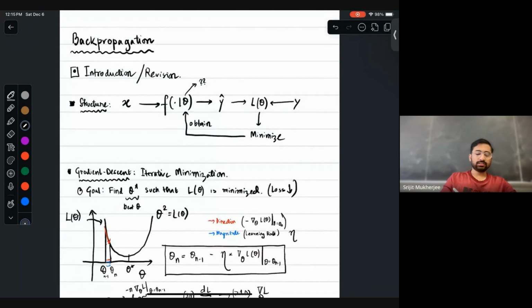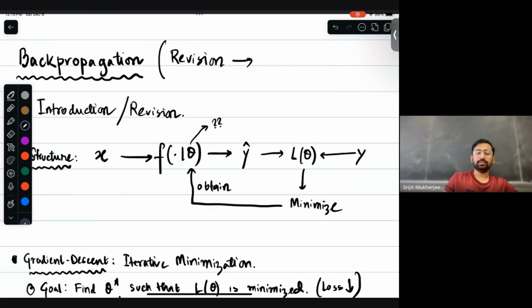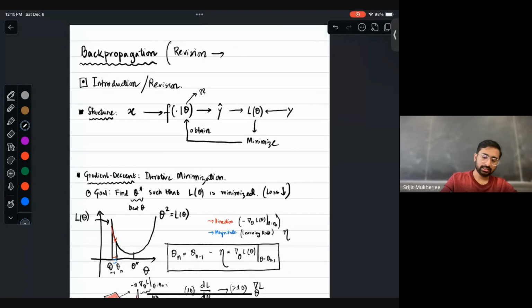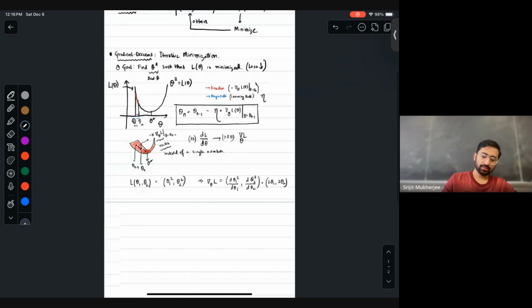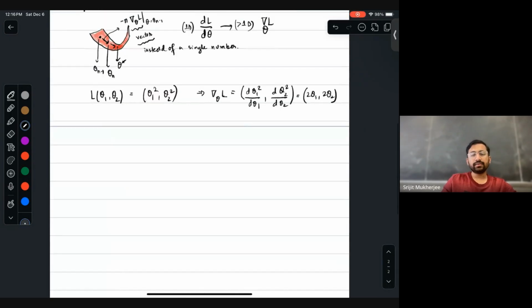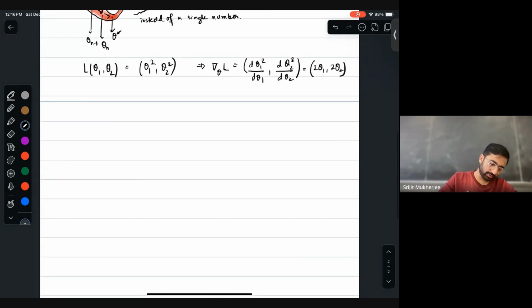So next part is, how will we do it? Initially we will do revision, and then we will go ahead to do small examples like linear regression, logistic regression, and then we will go to deep learning. Okay. So let's try it on linear regression. First we'll do linear regression.